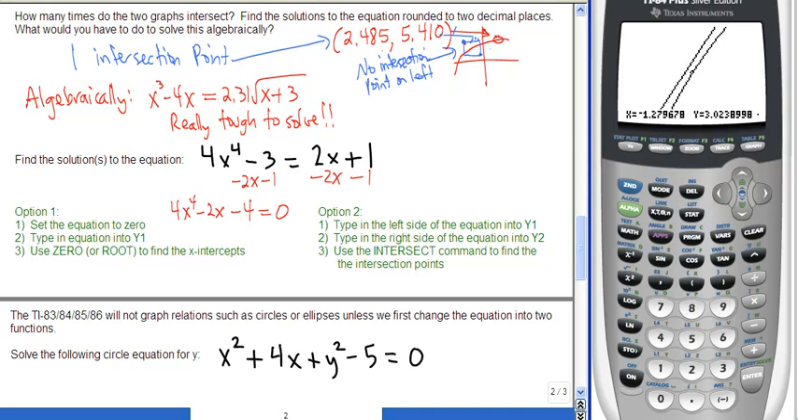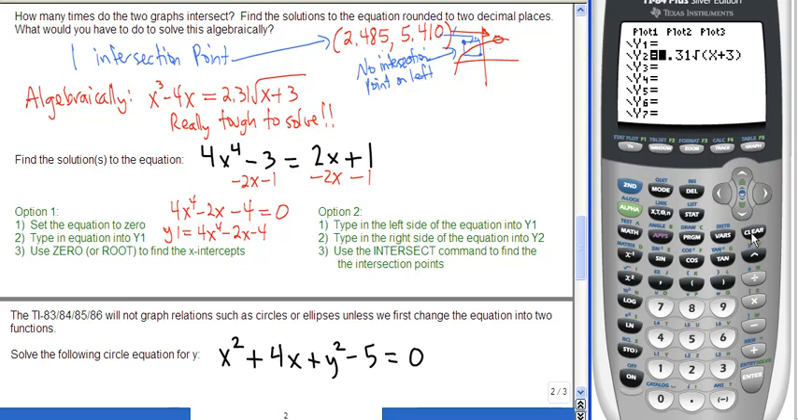So option 1 is, instead of thinking of this as an intersection between two curves, thinking of this as only one curve, and we're going to let our y1 be this left side equation, 4x to the fourth minus 2x minus 4, and instead of finding the intersection, we're actually trying to find its 0. Okay, so we're going to use our y equals button, clear out what's in here, and type in 4x raised to the fourth minus 2x minus 4.